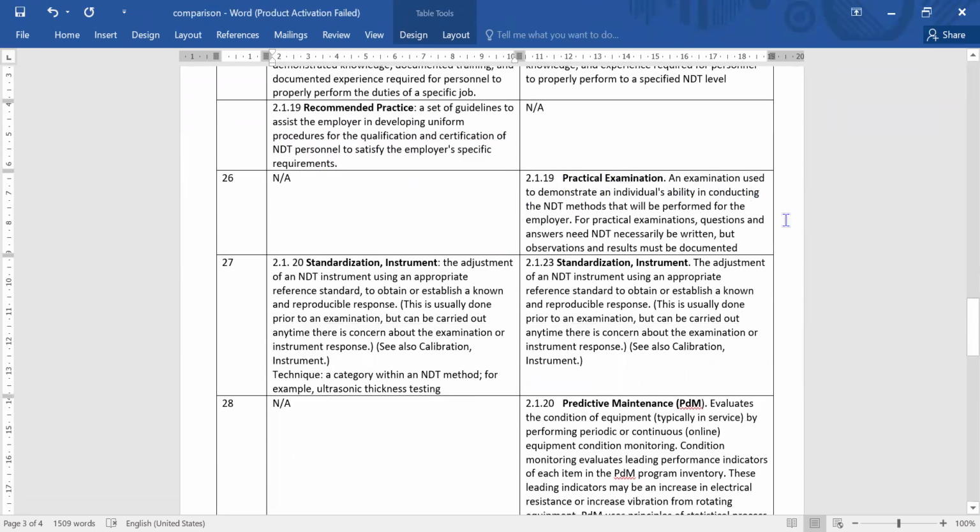Practical examination: an examination used for demonstration of an individual's ability in conducting the NDT methods that will be performed for the employer. The practical examination questions and answers need not necessarily be written, but observations and results must be documented. Standardization of instrument: the adjustment of an NDT instrument using the appropriate reference standard to obtain an established, known, reproducible response. This is usually done prior to examination, but can be carried out any time there is a concern about the examination or instrument response. See also calibration of instrument. Technique is different.